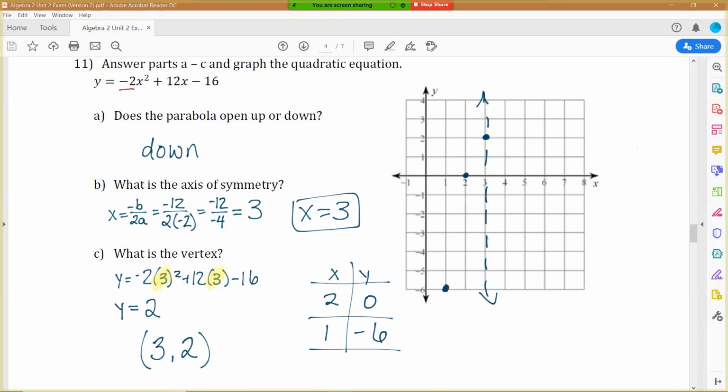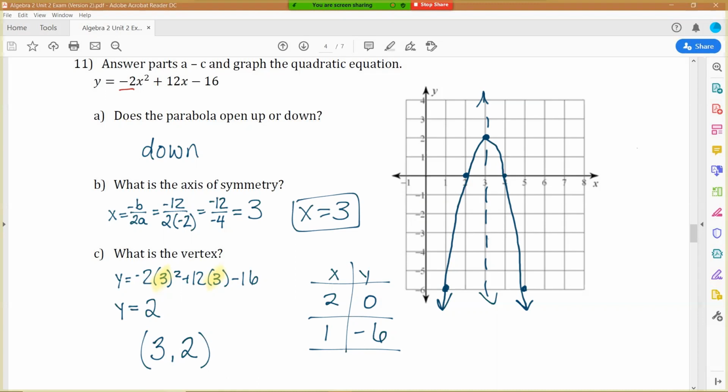And then I'm going to reflect those 2 points to the other side of my axis of symmetry. So 4, 0, and 5, -6. Last thing I need to do, connect all my points to make a parabola. This question is worth 7 points because it's more work than question 10, because you've got to find your vertex instead of being given it.